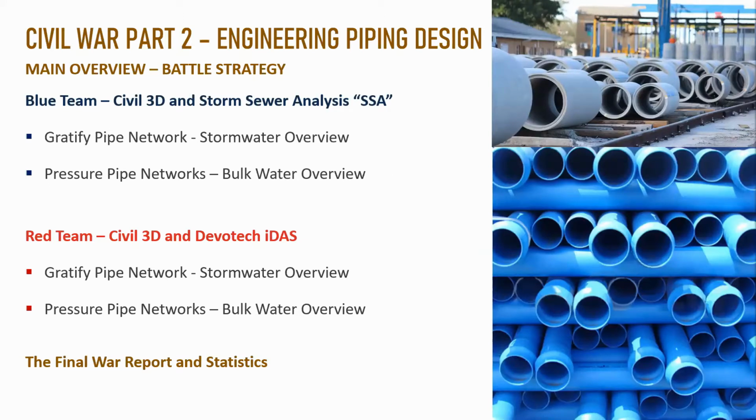The same applies to the red team, which is Civil 3D and Devotech iDAS. They also have their own gravity pipe network stormwater overview, as well as the pressure pipe network overview for bulk water specifically. Then for the final war reports and statistics, we'll get to that after we've reviewed all of these strategies.